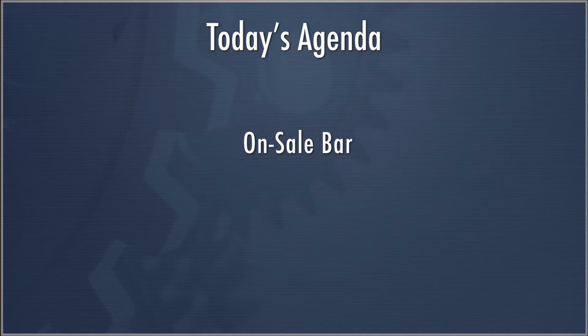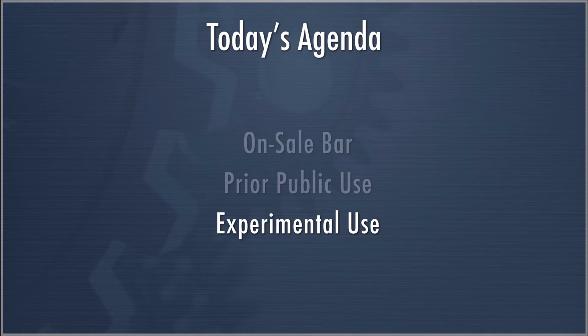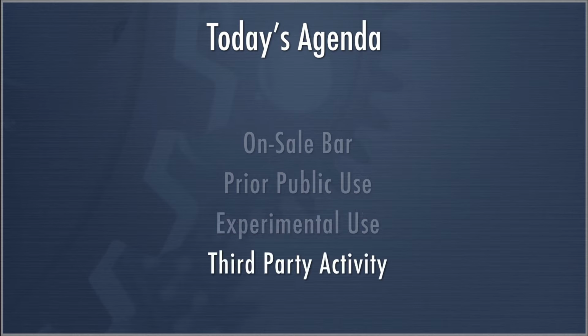And also we study them because some of the language of 102B, the statutory bar provision, remains in 102, and therefore the case law is applicable even to more modern post-AIA analyses. So we're going to talk about the on-sale bar, prior public use bar, the experimental use exception to the statutory bars. There is an exception for experimental use. And then discuss how third-party activity can create a statutory bar.